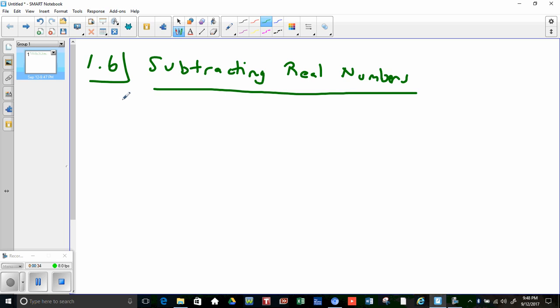So the idea is this. If I gave you something that's relatively easy, 9 minus 7. Most of us know 9 minus 7 is 2. But if I change this into an addition problem, so what I really want to do is I want to say that's 9.